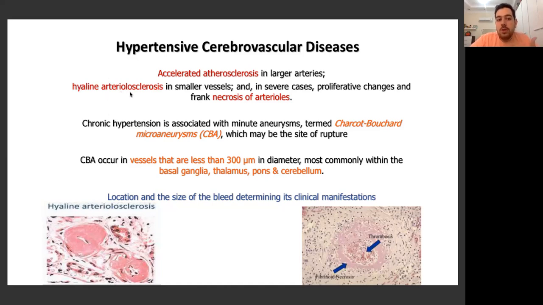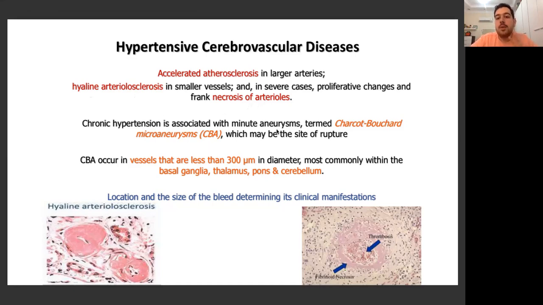This is most important where hyaline arteriolosclerosis is mostly significant. It's most important in the very small vessels, the vessels that supply the basal ganglia, the deep structures of the brain, and we call this a lacunar stroke. We will talk about it in a few slides.